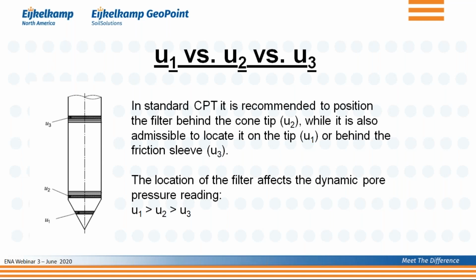If you push a cone in the ground, same cone, same soil, then the pressure reading that you get with the U1 position is the highest. It's a little bit lower at the U2 position, and it's again lower at the U3 position. All that has to do with the dynamic effects. If you're pushing the cone into the ground, you increase the pore pressure because of the dynamic effects, and the cone tip sees the greatest effect, and therefore the pressure there is the highest.